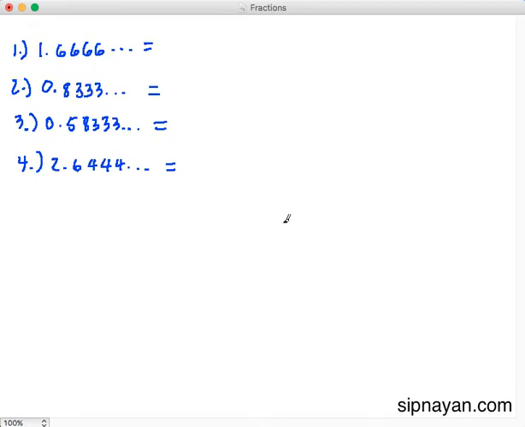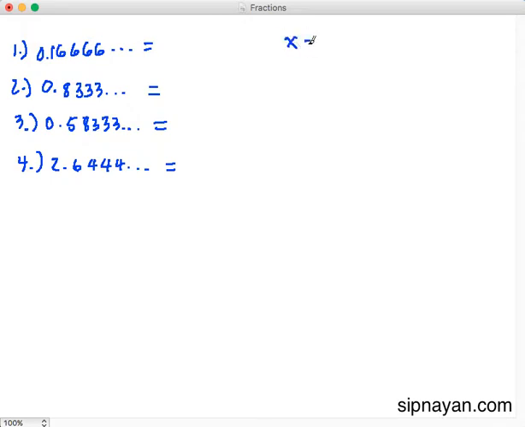Simulan natin, meron tayong apat na given. Ang una natin is 0.1666 and so on. Ang pinaka idea is kailangan matanggal natin yung 0.666, kaya dapat ma-convert natin tong number na to ng decimal na kung saan magkakaroon tayo ng 0.666 sa kanyang decimal places. Para tayo magkaroon ng 0.6666, ang gagawin natin is pwede tayo mag-multiply ng 10, di ba?